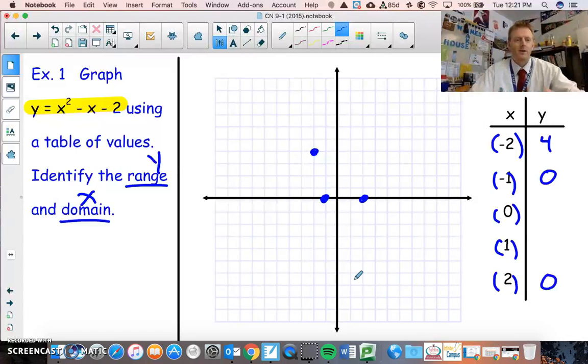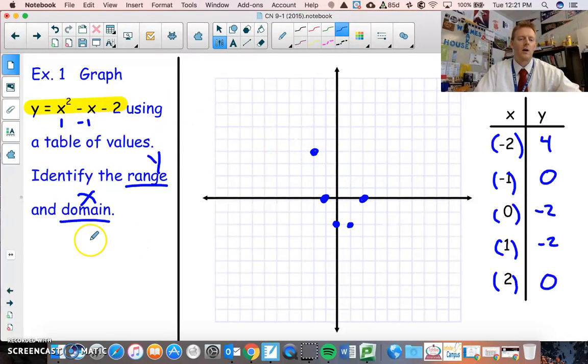Now I'm plugging in 0. 0 squared minus a 0 minus 2 should be at a negative 2. So I go down 1, 2, put a dot. And then I have my 1. 1 squared is 1. Minus 1 is 0. And then we have a negative 2 for that one as well. Okay, alrighty. So we're finding out that halfway between these two should be my vertex.